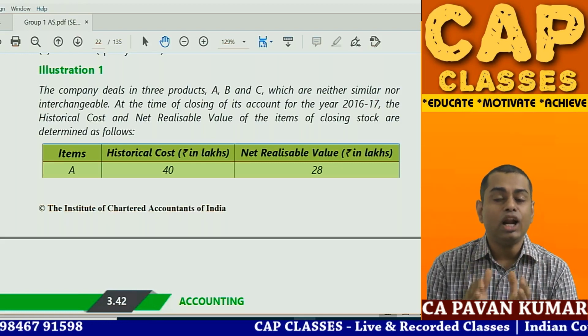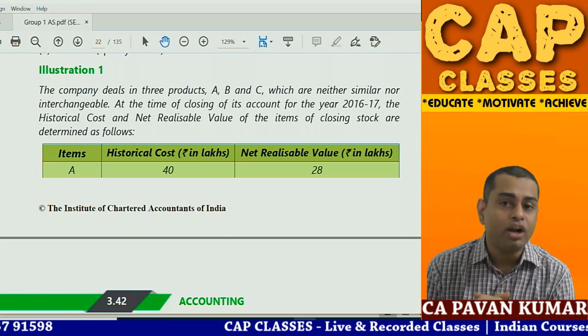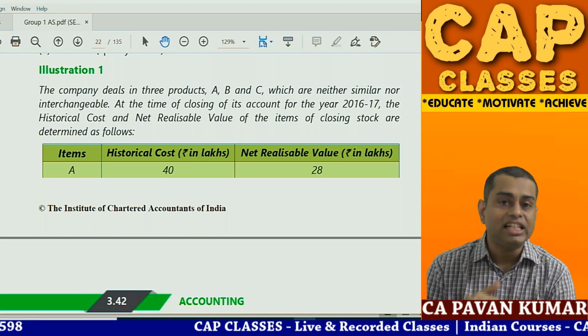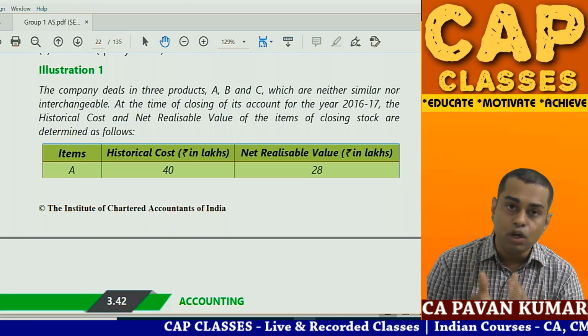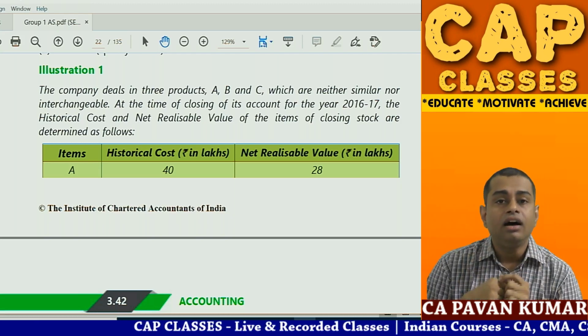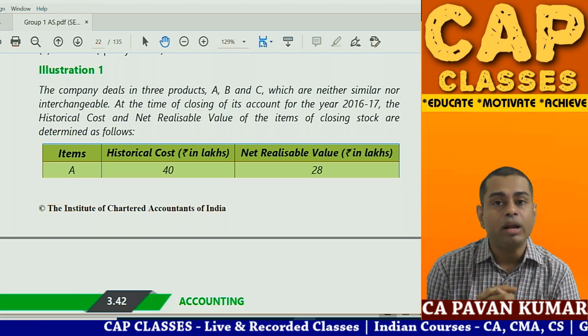So we are looking at a super quick revision of accounting standards which we call LMR, last minute revision, and we are in accounting standard 2. Let us not waste time and go straight to problem number 1.